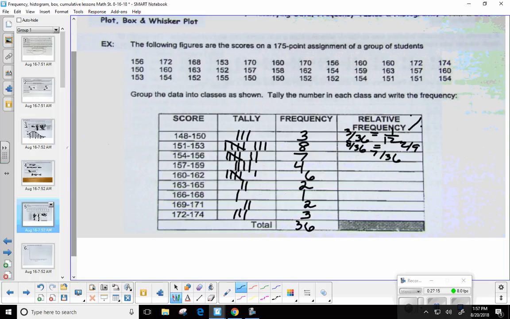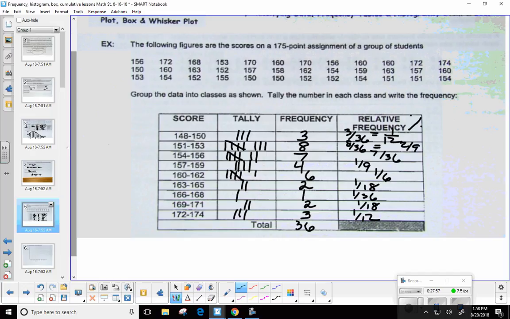4/36 is 1/9. 6/36 is 1/6. 2/36 is 1/18. 1/36 will not change. 2/36 again is another 1/18. And then 3/36, as we got before, is 1/12. It's super simple to get the percentage. Just divide it out and multiply the decimal by 100. Any questions on how to fill out the frequency table or to get the relative frequency? Okay. We're still doing good on time.